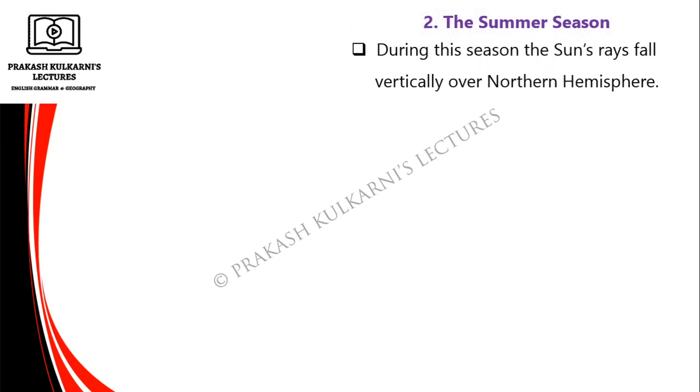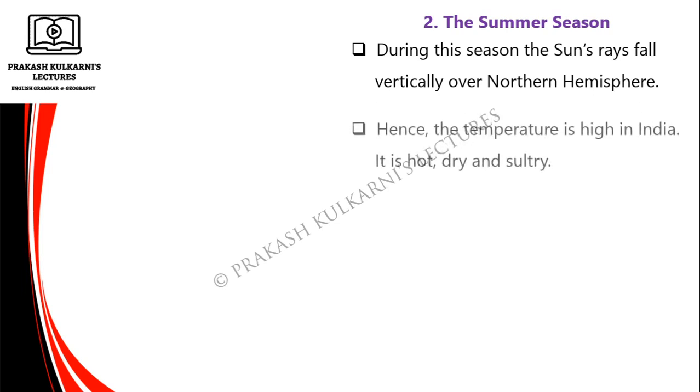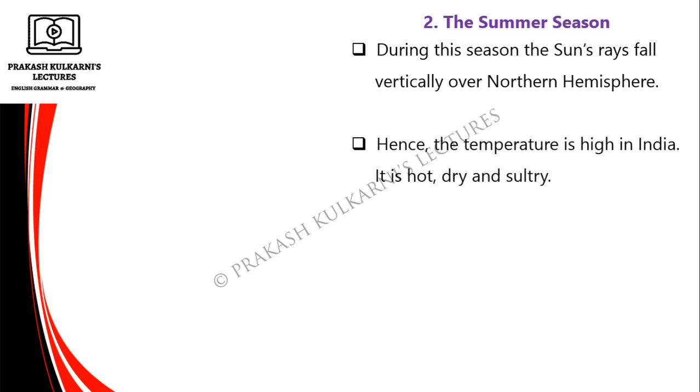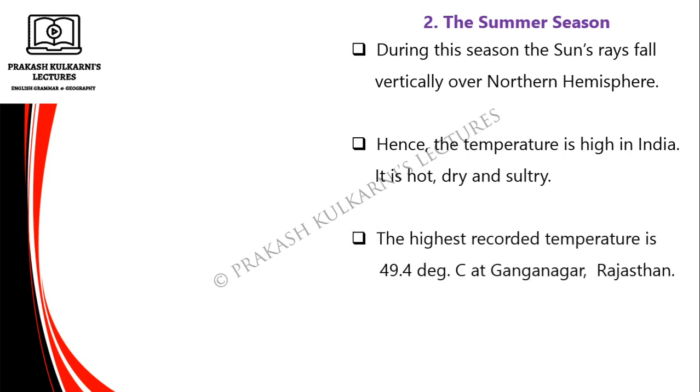During this season, the sun's rays fall vertically over northern India. Hence, the temperature is high in India. It is hot, dry and sultry. Now, this is the characteristic feature of summer season. The highest recorded temperature is 49.4 degree centigrade at Ganganagar in Rajasthan state.